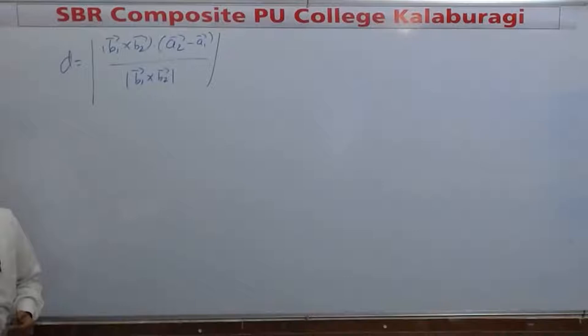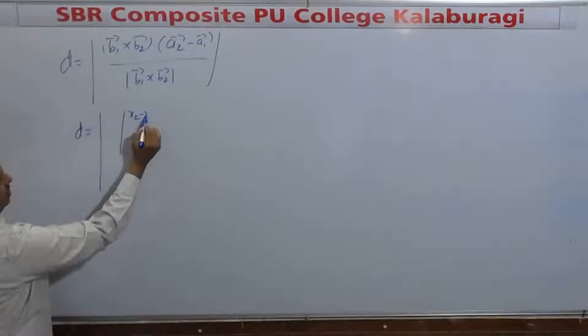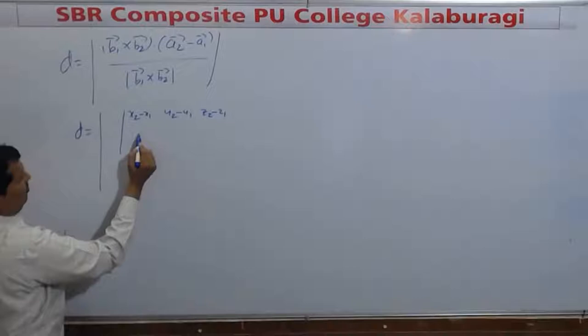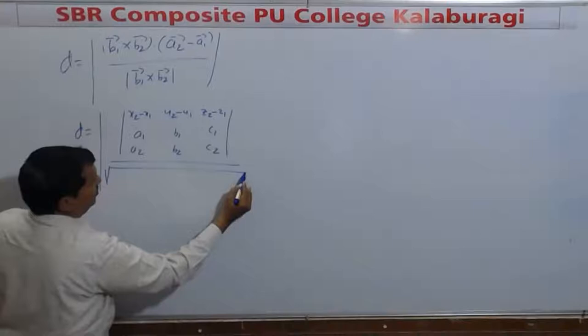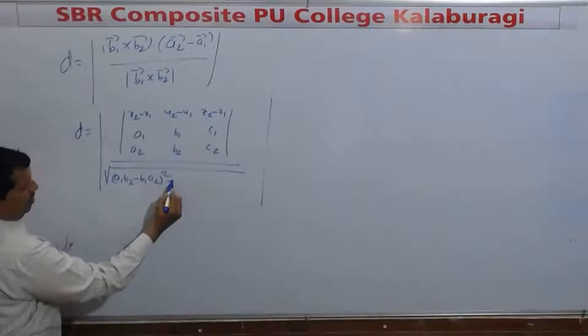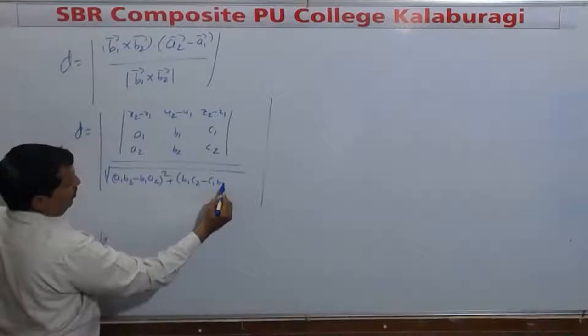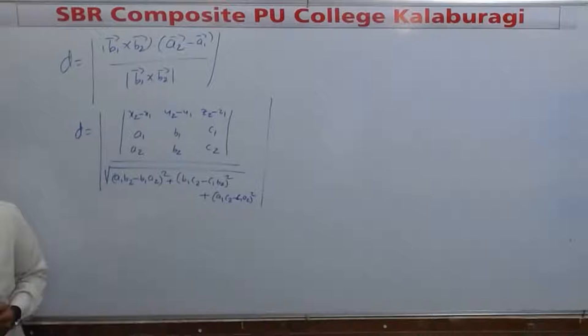This can be written in the Cartesian form as d equal to mod of the determinant x2 minus x1, y2 minus y1, z2 minus z1, a1, b1, c1, a2, b2, c2, divided by the square root of (a1 b2 minus b1 a2) square plus (b1 c2 minus c1 b2) square plus (a1 c2 minus c1 a2) square. So these are the two formulas to find the distance between two skew lines.